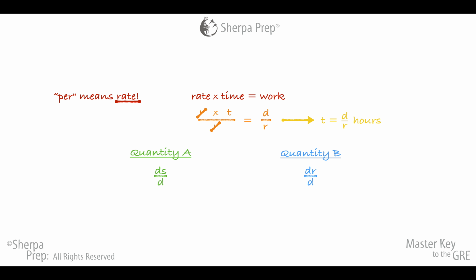And when I do, what's left over? Quantity A becomes s, and quantity B becomes r. And that's great because the problem tells us that r is greater than s. And if that's the case, B is clearly greater than A. And there you go. That is, to me, the easiest, fastest way here to determine that B is the correct answer.